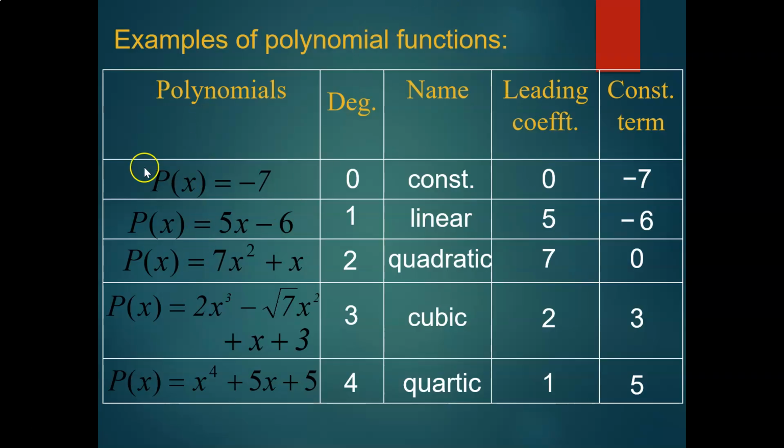Okay, so for example, over here we have polynomial Px equal to -7. Px equal to -7. So, apa kita panggil ni tadi? Apa nama function dia ni? What do we call this one? Px equal to -7. We only have a constant over here. Okay, so the name of the function is constant function.